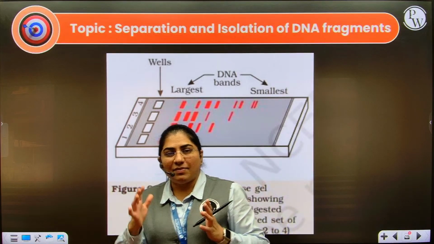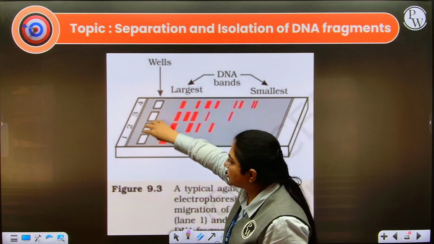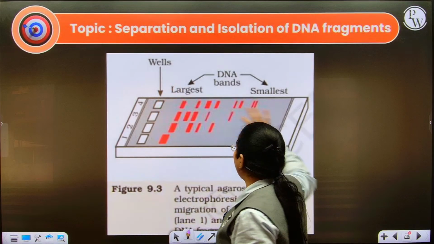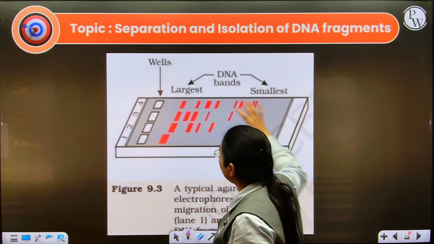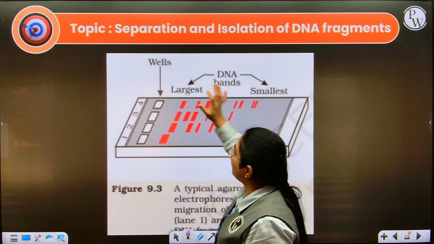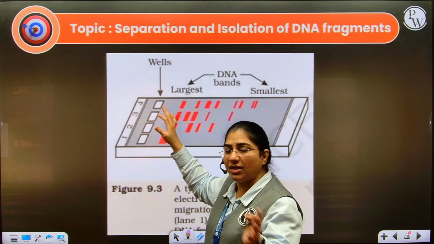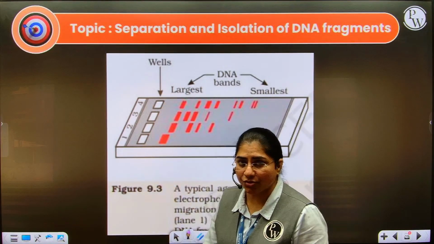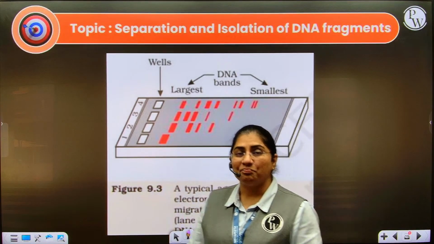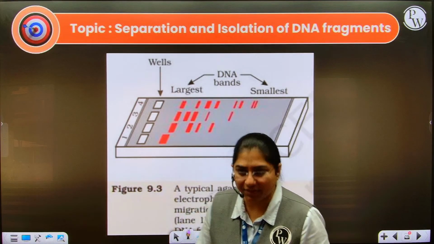Now we are also applying an electric field. We have wells on one side, which are like depressions where we are going to load our DNA samples, and we have an agarose gel which is present here. We have electric current that will pass through the buffer into which this is placed, wherein on one side we have a negatively charged electrode and on the other side a positively charged electrode. Which is the positively charged electrode, cathode or anode? Anode is the positively charged electrode, cathode is the negatively charged electrode.